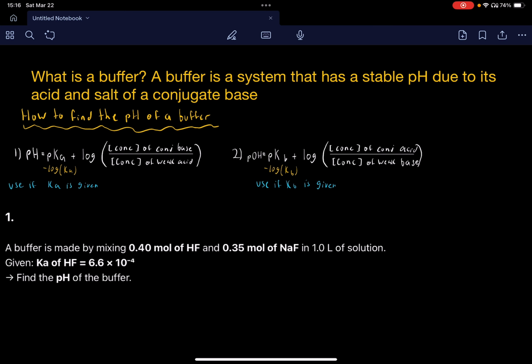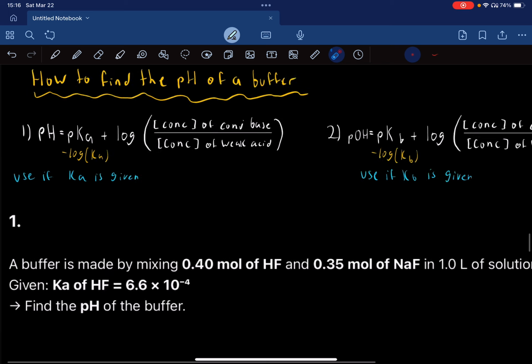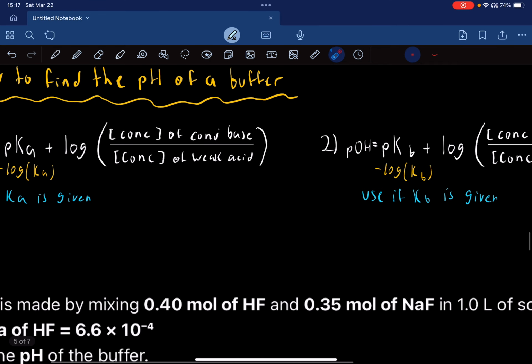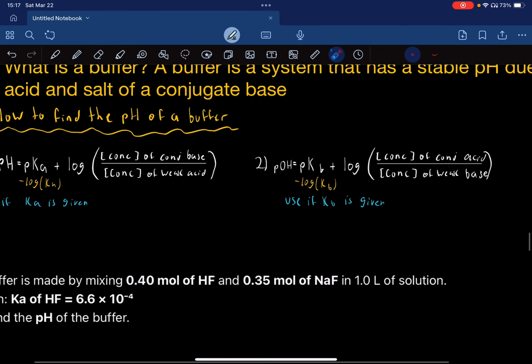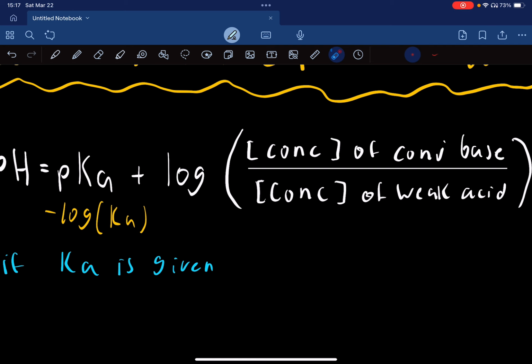All right, so how do we calculate the pH of a buffer? Well, we're going to use the equations. So the first one, there's going to be two cases. Either the acidic constant is given or the basic constant is given. They're the same equations, however, the pKa will be different.